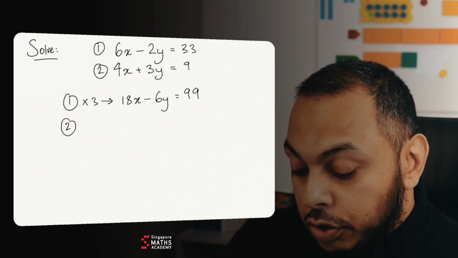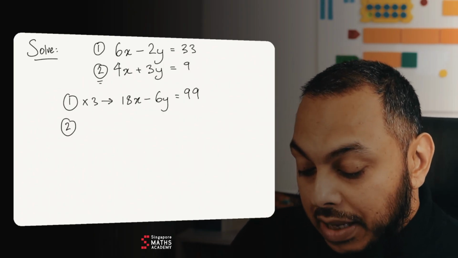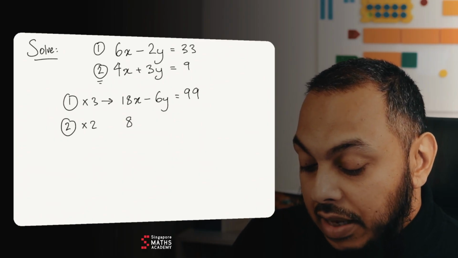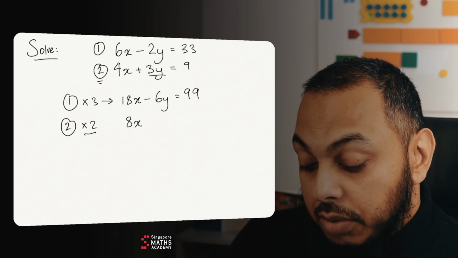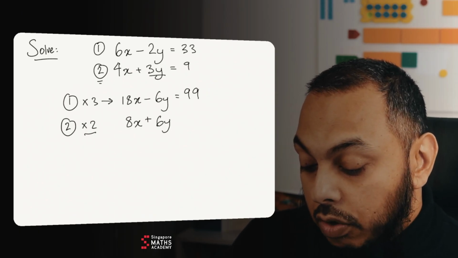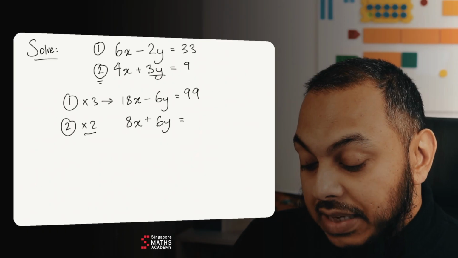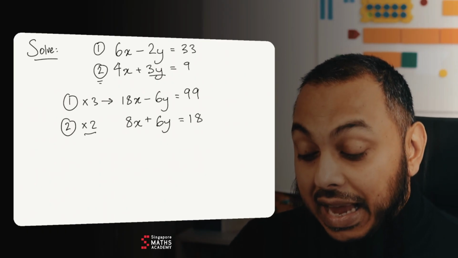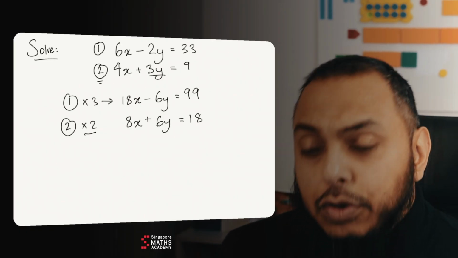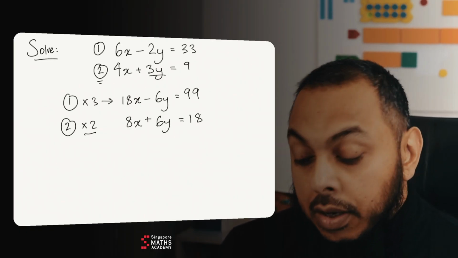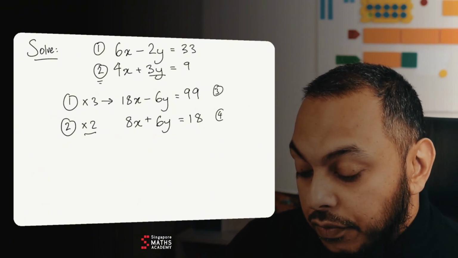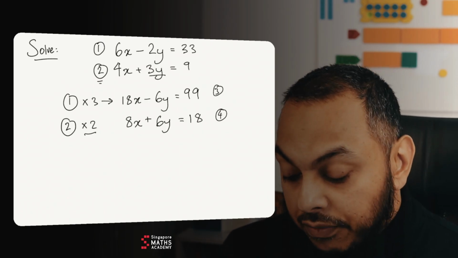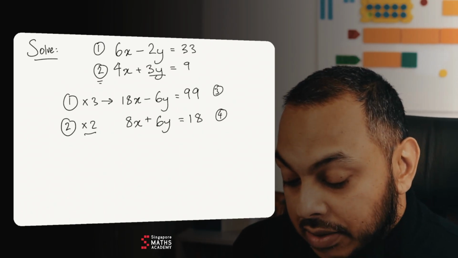And then I'm going to take equation 1, which is this one, and multiply that by 2. So I get 8x, because 4x times 2 is 8x. 3y times 2 is 6y. And 9 times 2 is 18. And so I get 8x plus 6y is equal to 18. Okay, so far so good. Now that I've got these two, I'm going to call them equation 3 and equation 4.